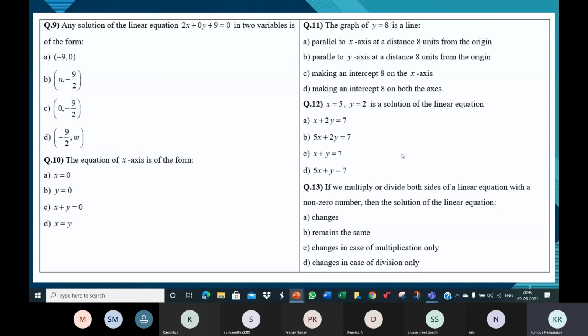So given this, the question is, will the solution of the linear equation change? That is, will you get different graph lines? That is the question. Solution change? Ma'am, remains the same, ma'am. If 2x plus y goes to that side, it divides, no, ma'am. It comes the same answer, ma'am. Changes in the case of division only, I think so.